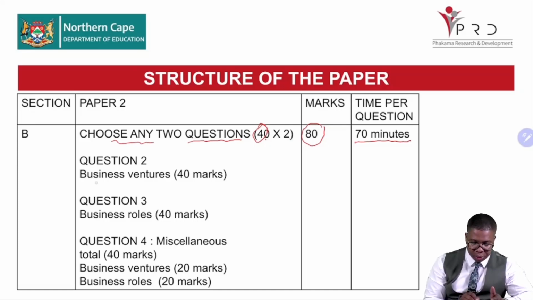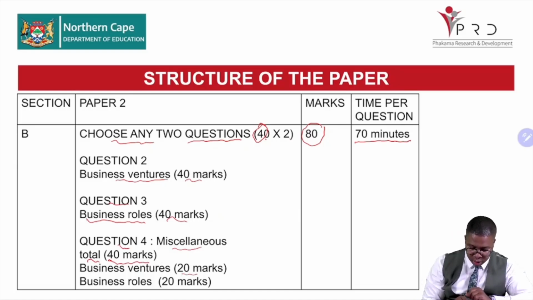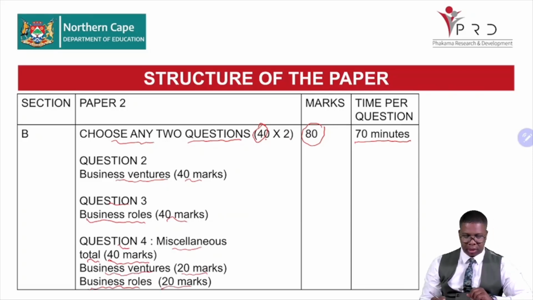In question 2, you'll have questions that will assess business venture subtopics for 40 marks. In question 3, you'll have questions that will assess business roles subtopics for 40 marks. Question 4 will be our miscellaneous question, with a total of 40 marks. With miscellaneous, we are saying the combination of both business ventures and business roles. Therefore, you're going to have 20 marks that will assess subtopics under business ventures and 20 marks that will assess subtopics under business roles.